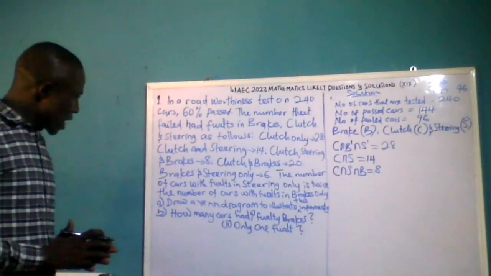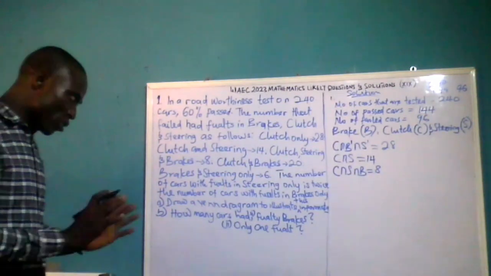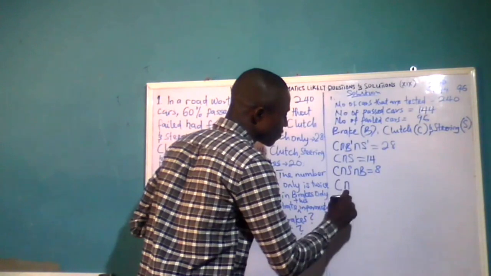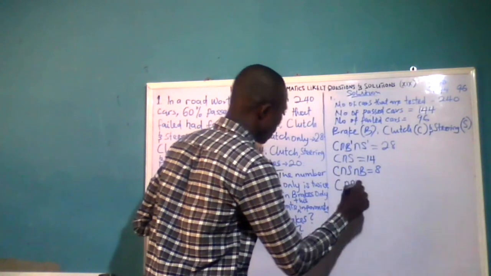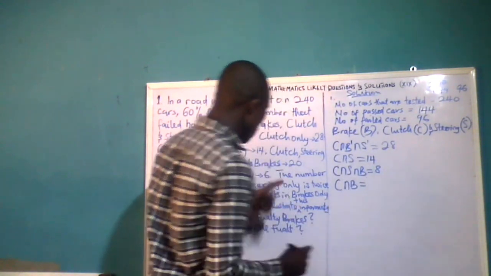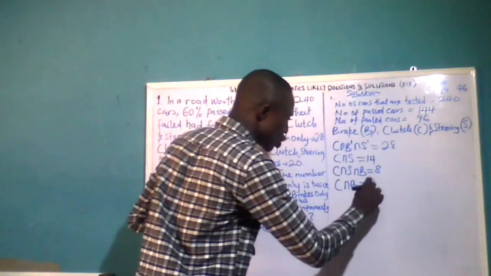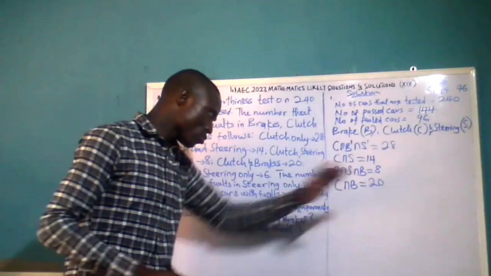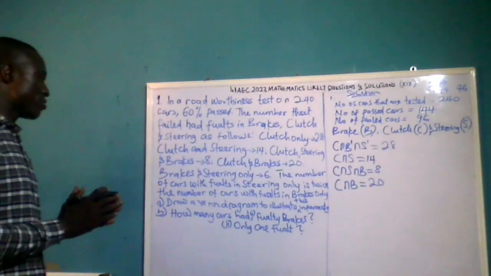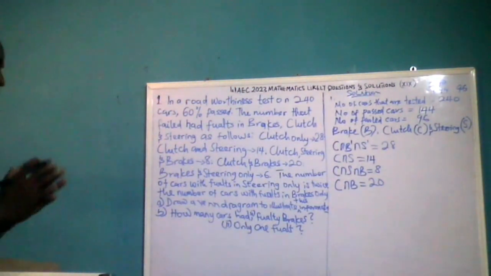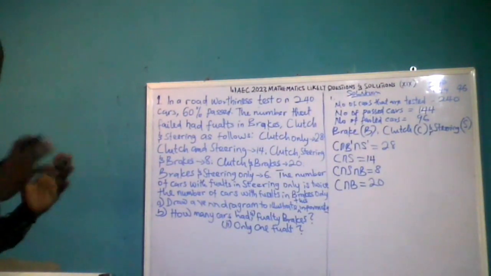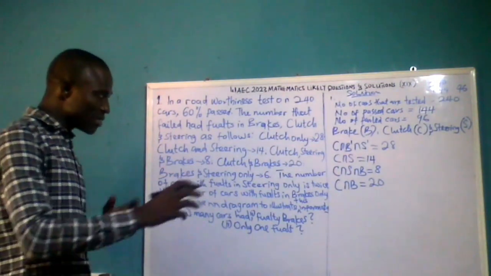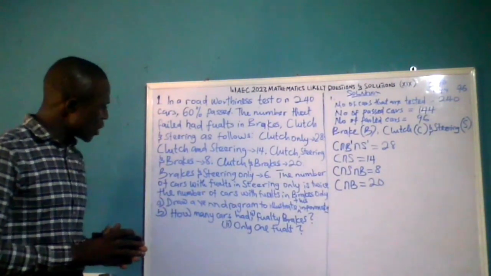So clutch and brakes, with no further information, are 20. Now in this compartment 20 cars will be found. Please follow me as I'm stating the solution step by step. Now let's look at the next thing.